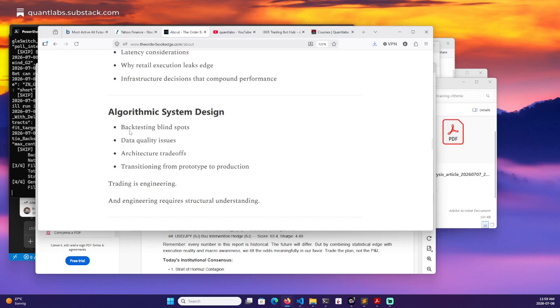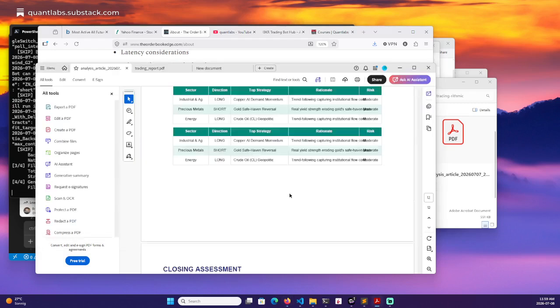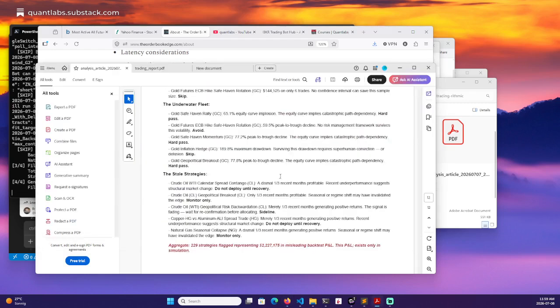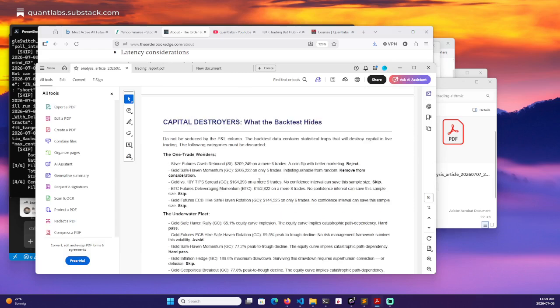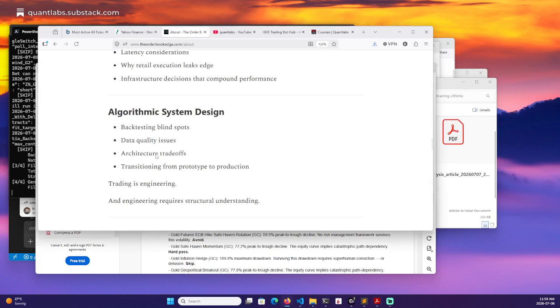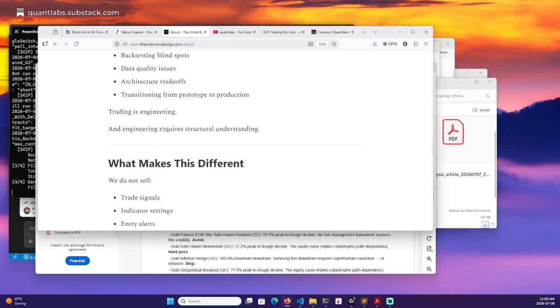because of some of those bad trades that you think are doing well, namely up here in the capital destroyers. Okay, that's what we're talking about there. So there's the different architectures, trade-offs, and so on. So trading is an engineering project, and engineering requires structural understanding, and that's structural understanding, not of coding, but structural understanding of the markets. Because I don't care how much of a C++ expert you are. I don't care how much of a mathematician you are. What matters is the structural understanding of the markets.